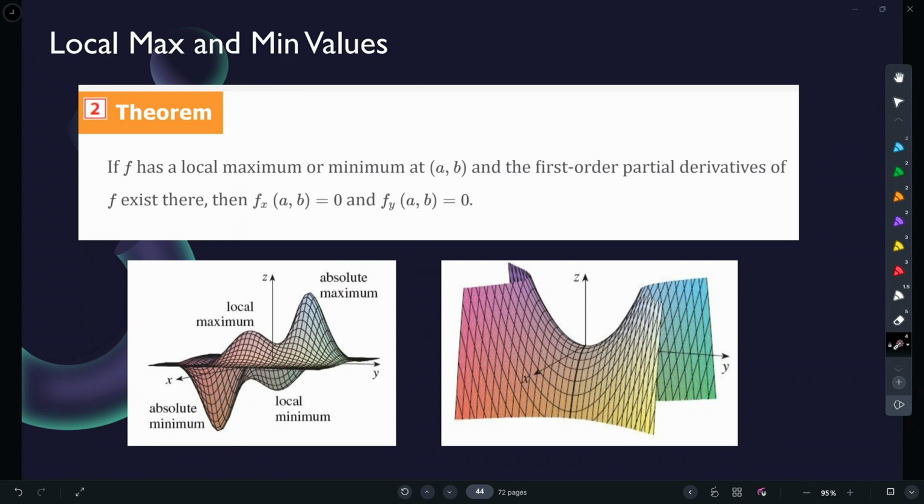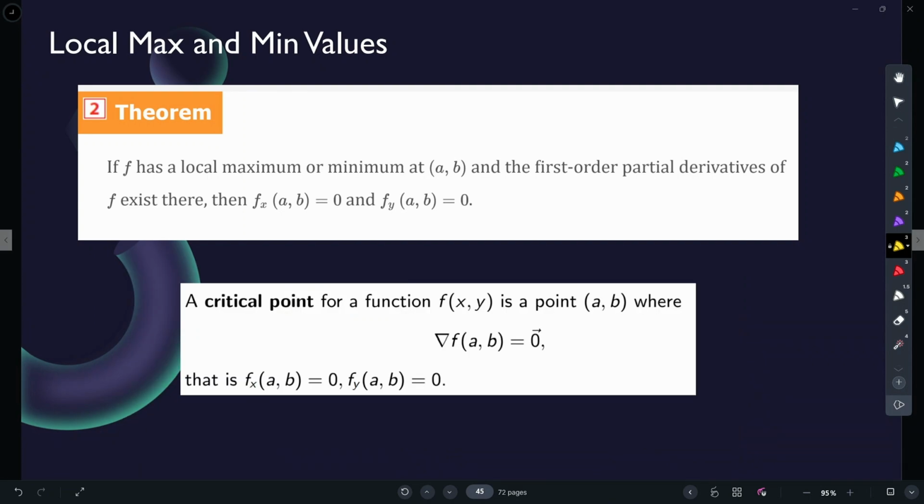So as I said, that's a theorem: to detect local maxes or local mins, we have to find places where both partial derivatives vanish, which are the places where the tangent planes become parallel to the xy plane. And we are going to call those critical points. Those points where the gradient vector of little f is the 0 vector, so where both partial derivatives vanish, we're going to call critical points.